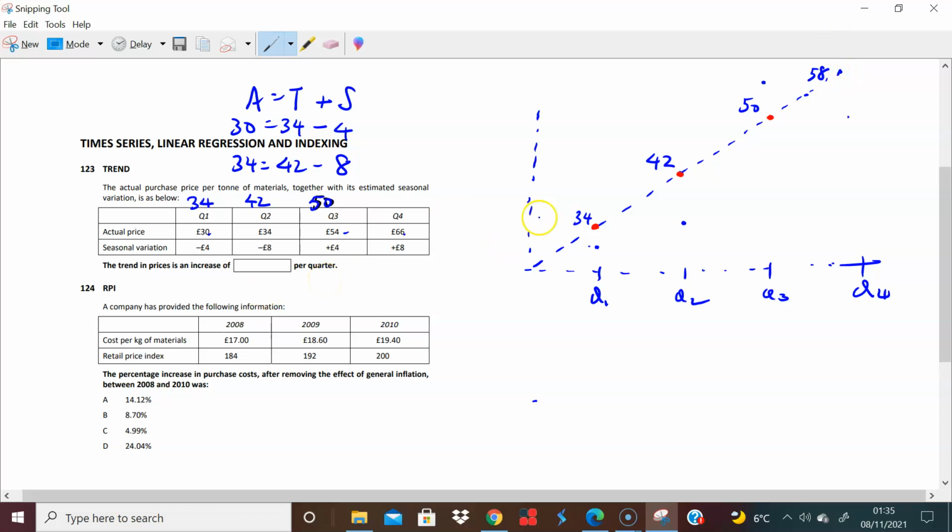And I can clearly see the trend. So now I can predict, in the chaos of all these numbers. The trend in prices is an increase of 8. Yes, I can see an increase of 8 as I keep going. And that's how we extrapolate trends. So that's 8 per quarter. Cool, great stuff. Hope that helps.